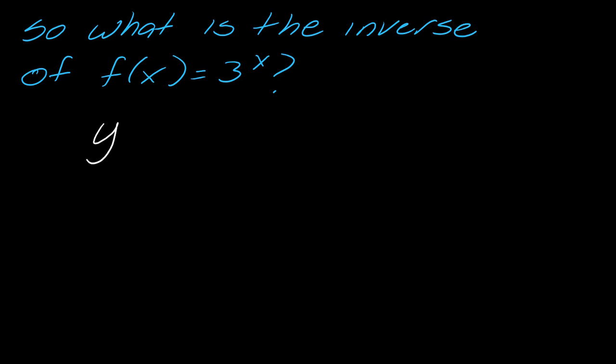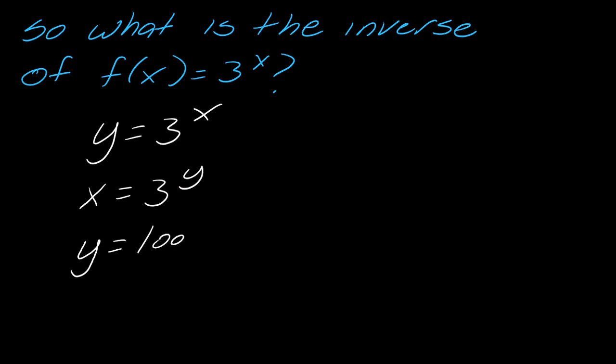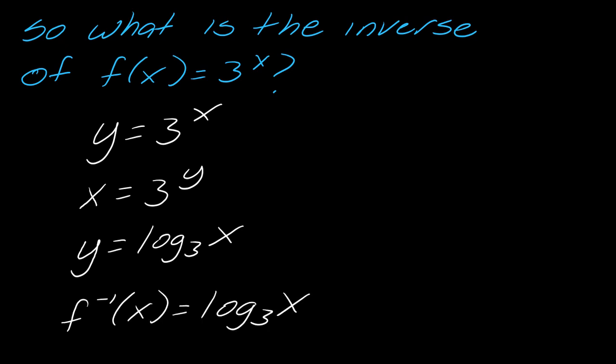So let's go through the steps again. This is y equals 3 to the x, and then I switch the x and the y. And now this is where I have to use the definition of a logarithm to actually solve this. So this would become y equals log base 3 of x. Therefore, my inverse is going to be equal to log base 3 of x. So that's how you would actually use that to help us get to the inverse.